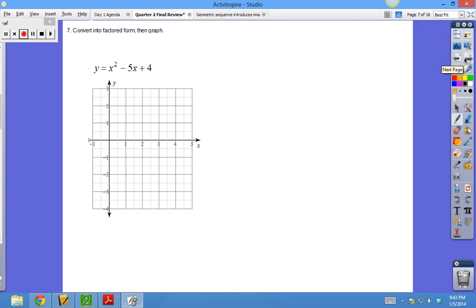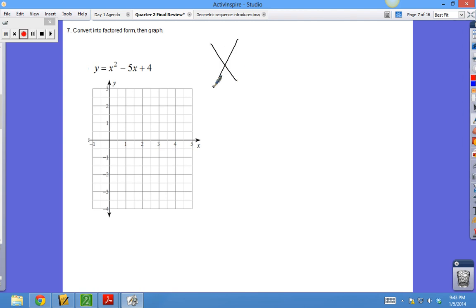Okay. Change into factored form. So factored form, I want to factor this. I want to use this little template and ask yourself what's going to multiply and give you the end, the c. It's got to times and give you c, but it's got to add and give you b. And it is going to be a -4 and a -1.